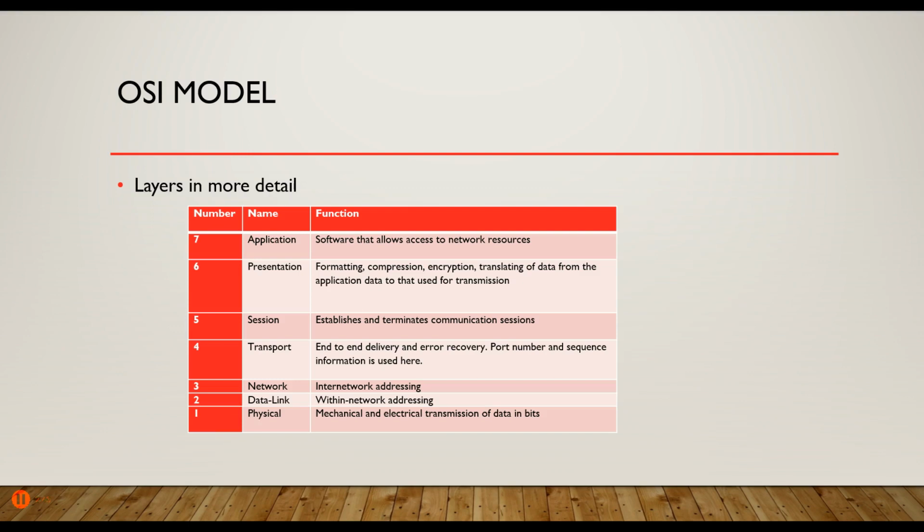Let's take a little bit more detail at this point, though we're still not as detailed as we're going to be. Here's a quick and dirty look at what each of these layers does. The application layer is the software that allows access to network resources. We'll talk about what some of those protocols are in another video. The presentation layer takes the data from the application that generated it and changes the format as needed. It can do compression and encryption. It can change from things like Unicode to ASCII and things like that.